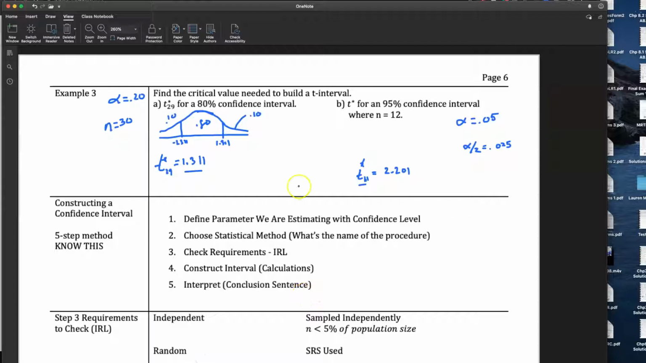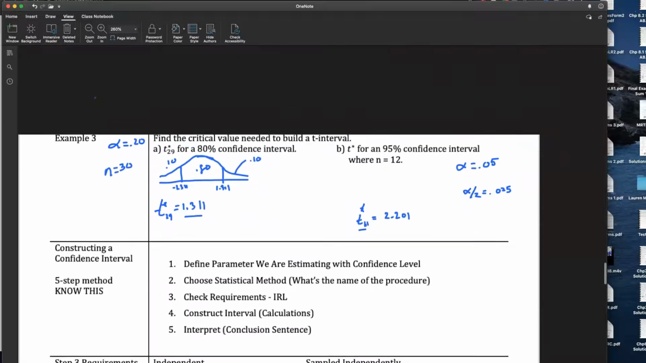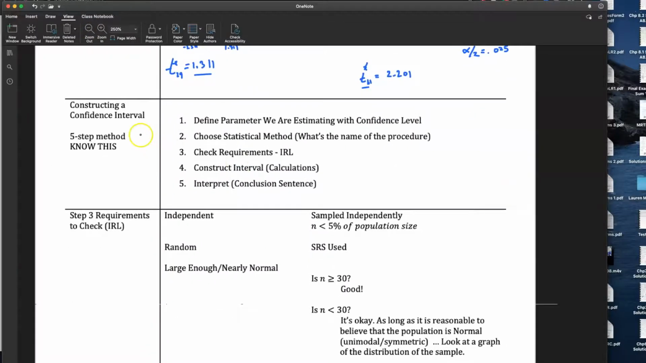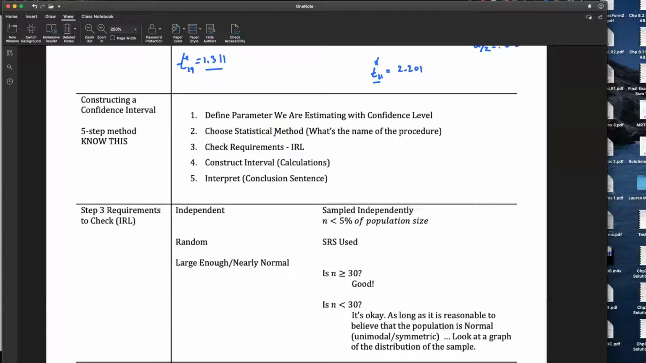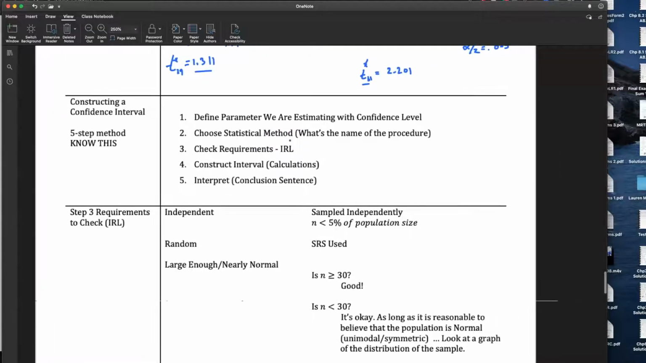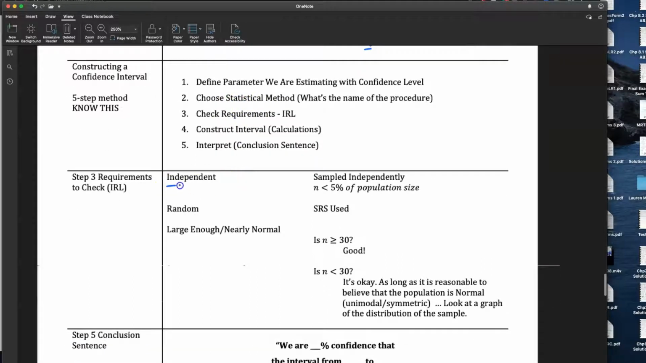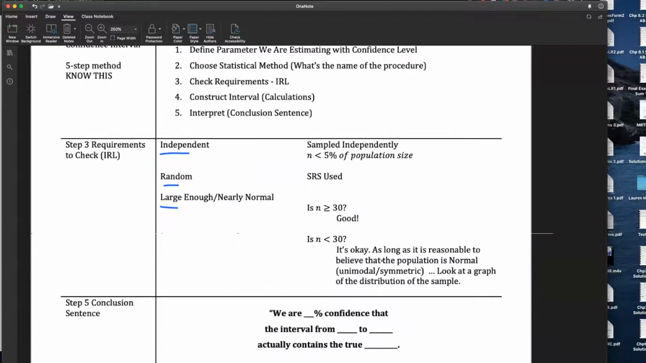That's what you would do to calculate the one sample t interval, the confidence interval. Here's how we're going to construct it. There are 5 things to keep in mind. First, define the parameter we're trying to estimate, which would be the mean of the population. Second, what statistical method, and are the requirements met? All of these statistical tools require us to check that some requirements are met. Otherwise, we cannot use these tools that we're teaching you.